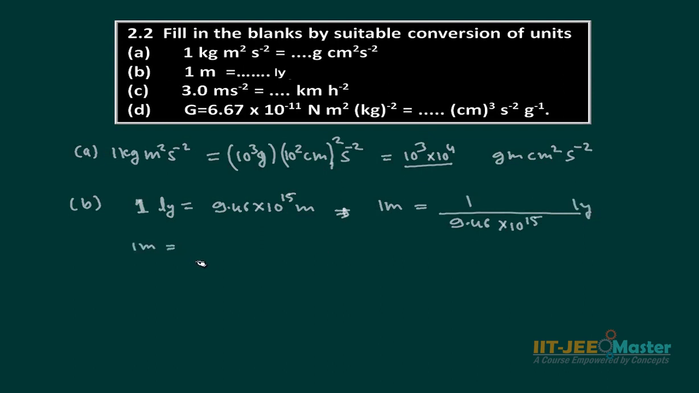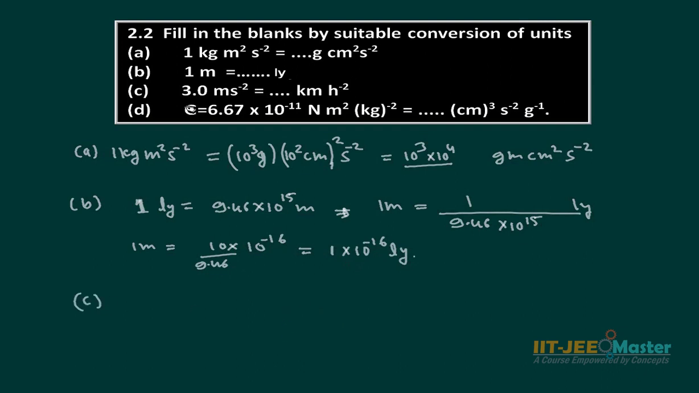So 1 meter will be 10 to the power minus 15. This will be 1 upon 9.46. So you can write it as 10 to the power minus 16 and 10 upon 9.46. This will be slightly more than 1, but we can take only one significant digit, so it will be 1 into 10 to the power minus 16 light year.